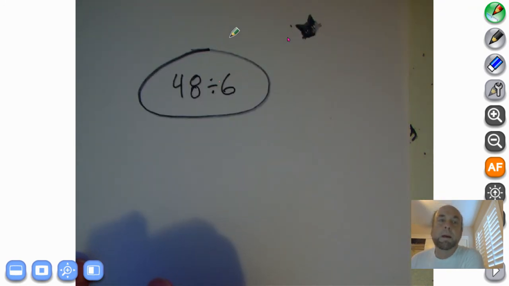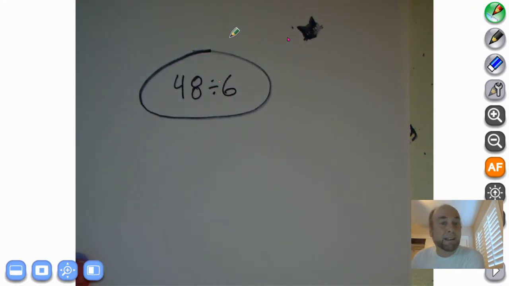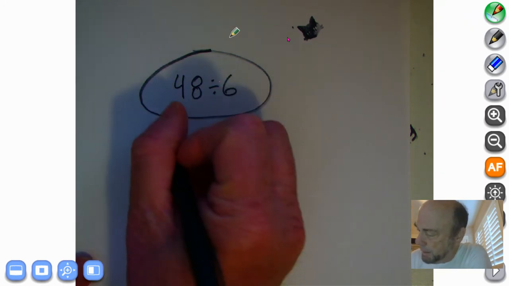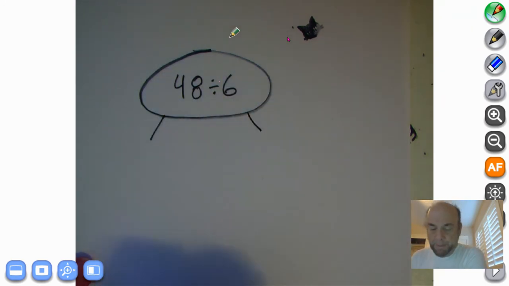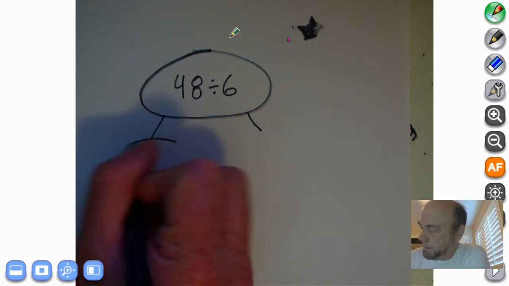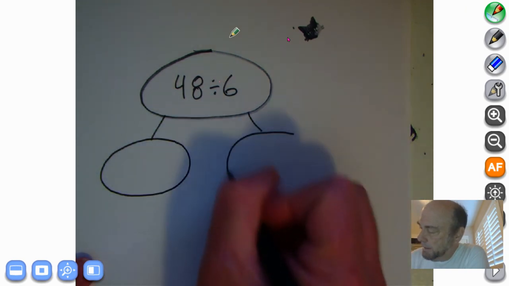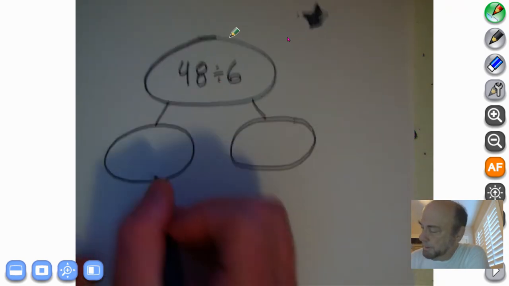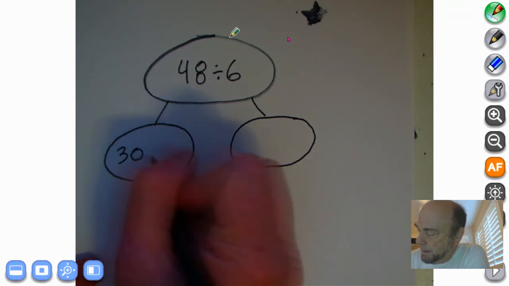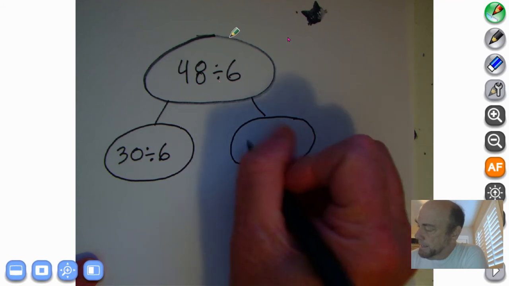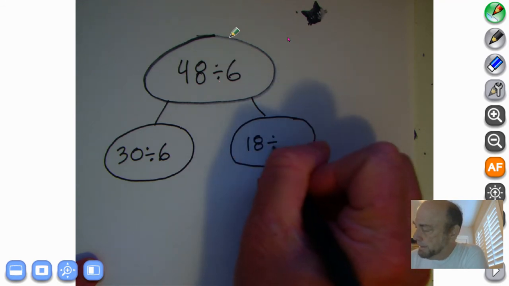Think about this: 6 times a number is going to equal 48. We do division because division is the opposite of multiplication. So we're going to break this up into 2 parts to make it a little easier to handle. We're going to do 30 divided by 6 and 18 divided by 6.